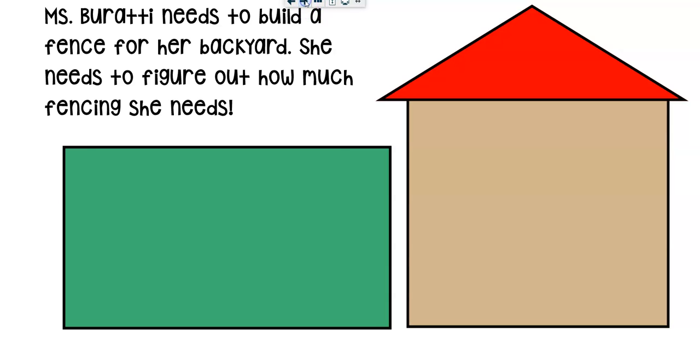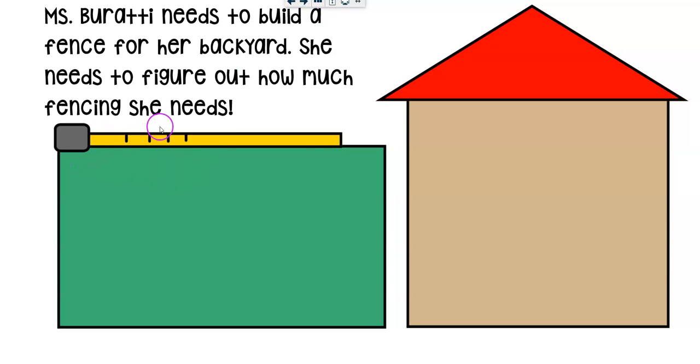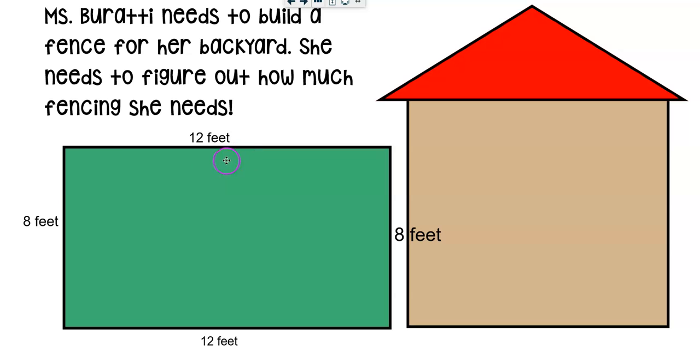So what I need to do is I need to measure the length of my backyard. I need to figure out the perimeter of my backyard. So after measuring it, I found out that the length of this side is 12 feet. And then since it's a rectangle, opposite sides are the same length. So if this side is 12 feet, then this bottom side will also be 12 feet. And then the length of this side of my backyard is 8 feet. So then this side is also going to be 8 feet.